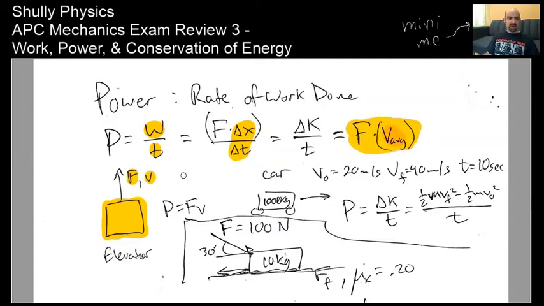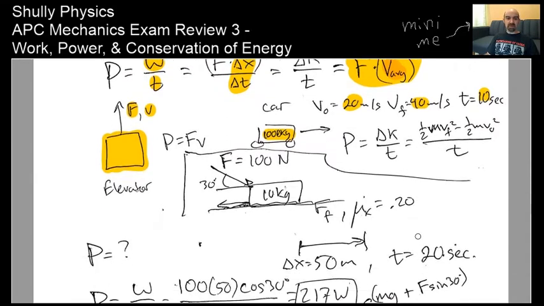Okay. Let's see, for a car, what's the power output? The car speeds up from 20 meters per second to 40 meters per second. It's got a mass of 1,000 kilograms, and it does that job in 10 seconds. What's the power output of that car? So that's another scenario you could look at.